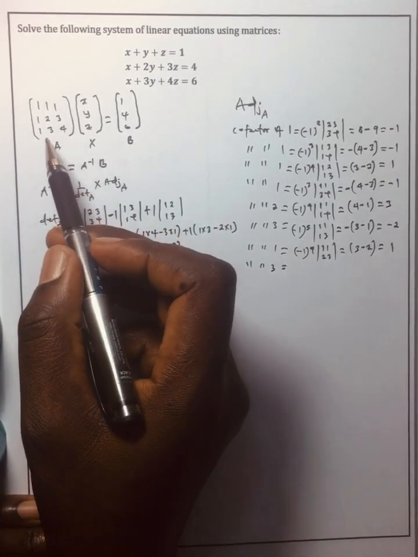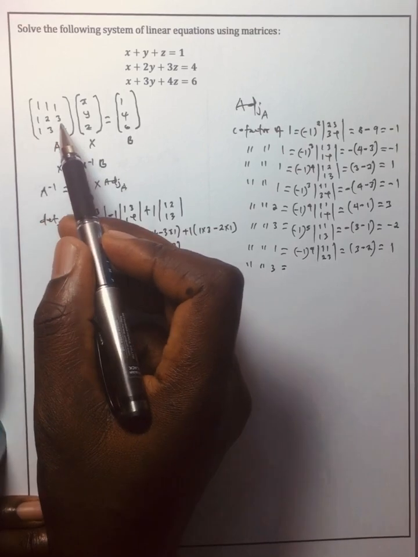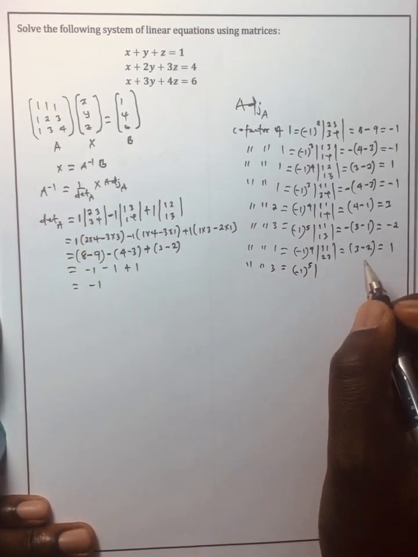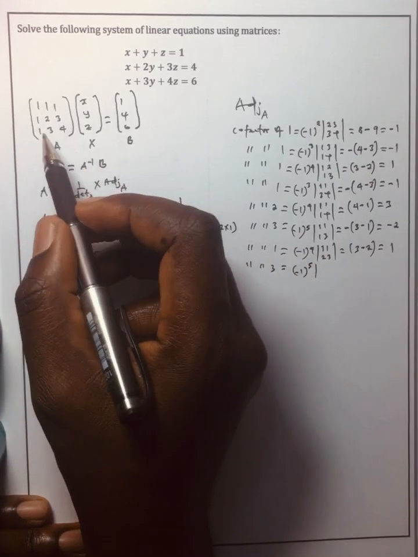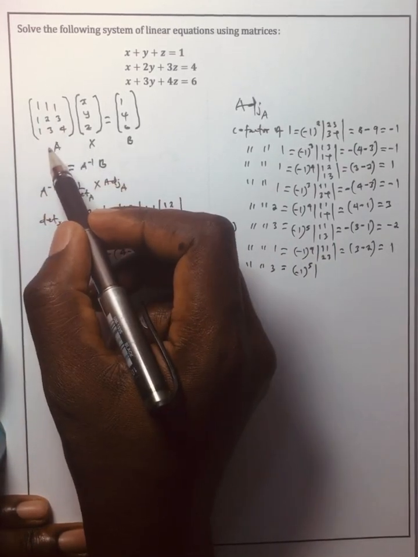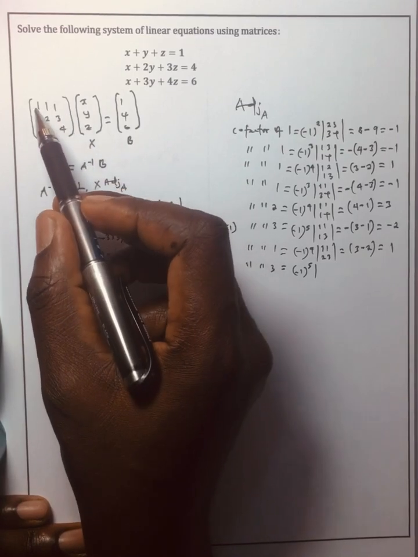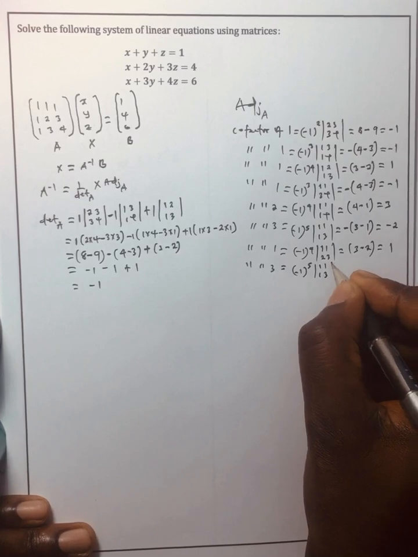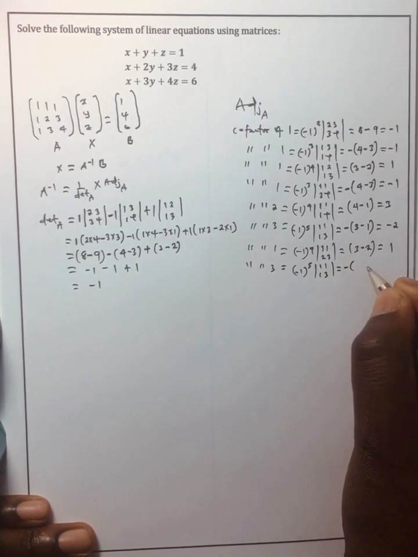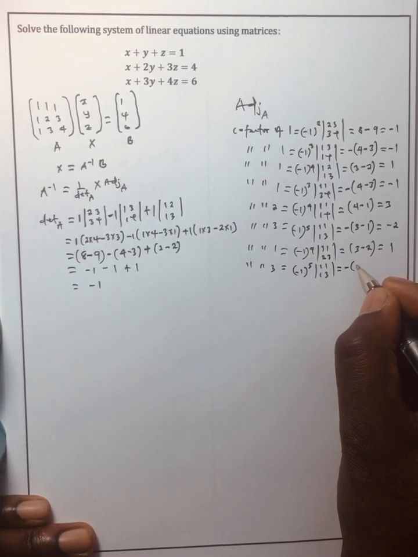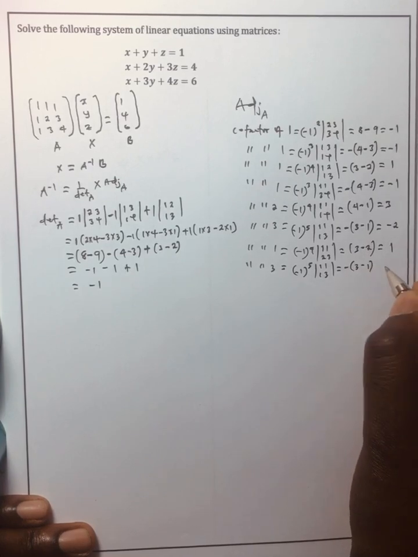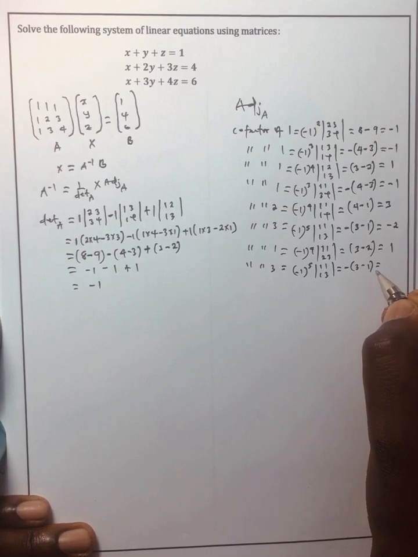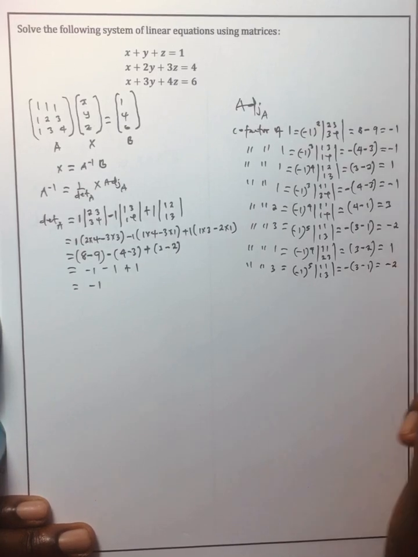So 3 is in row 3, column 2. That is a power of 5. So when you cover its row and its column, you're left with 1, 1, 1, 3. So you have negative 1 times 3 is 3, 1 times 1 is 1. So you are left with negative 2 there.